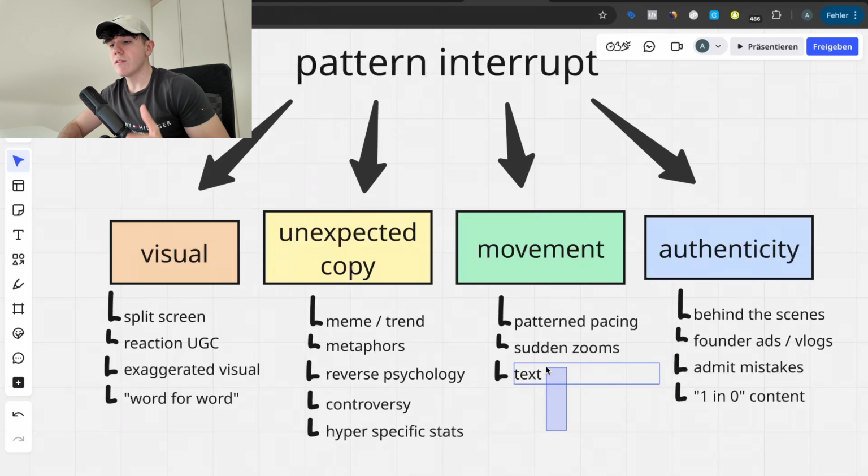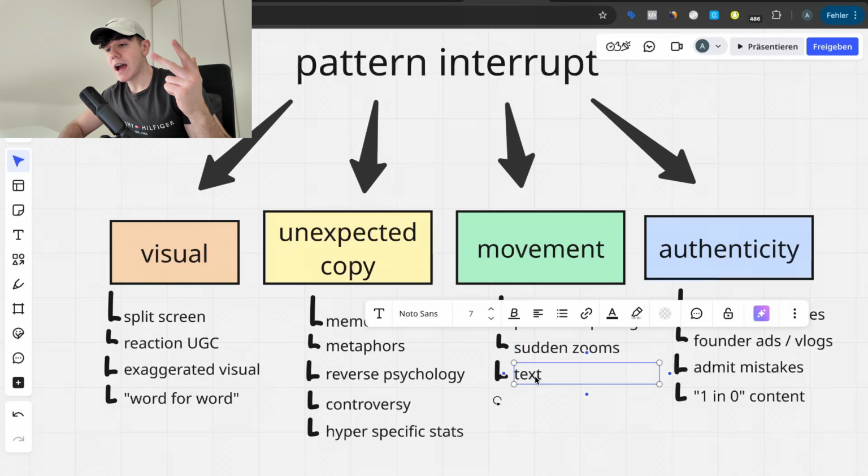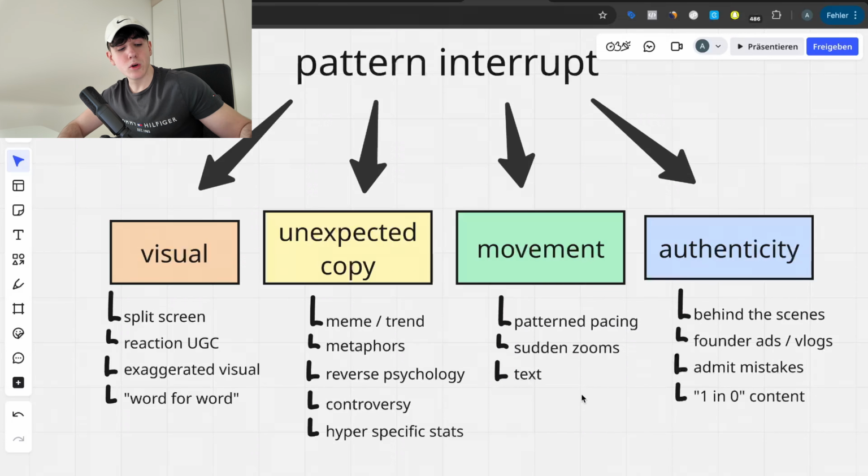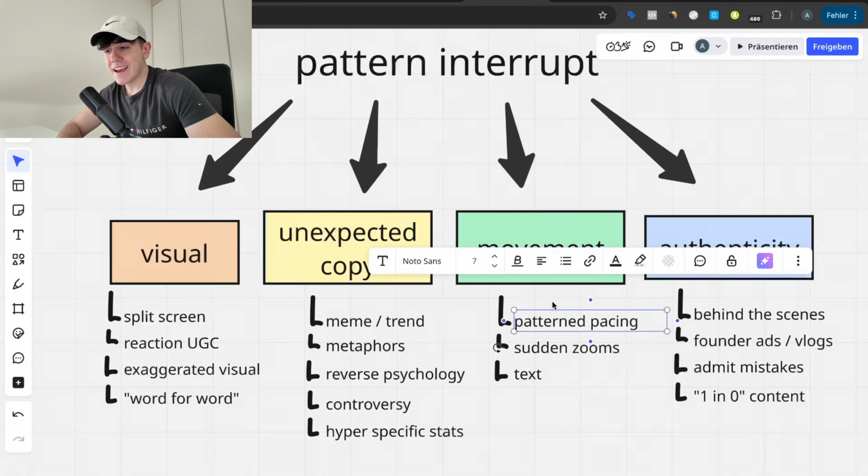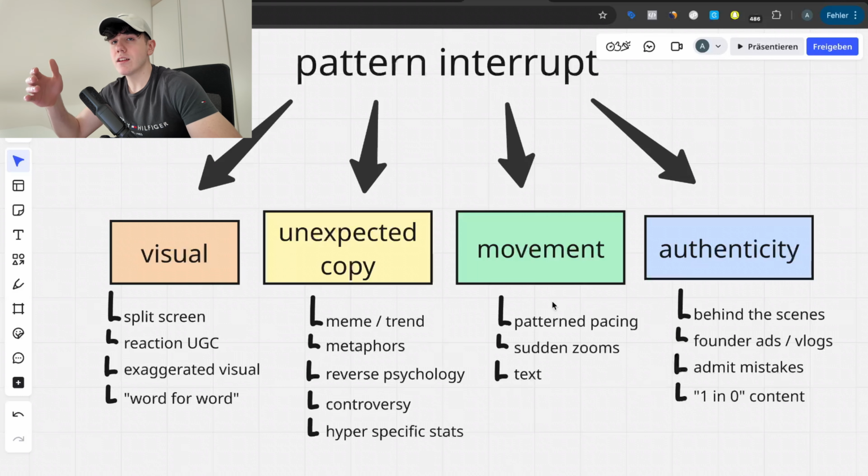Okay, so there's 3 different things that I wrote down here. First of all, the pattern pacing, then we have sudden zooms, and then we have text. So specifically movement on text. Pattern pacing means that you have pacing, so cutting to the next clips in very regular steps, right? So how that would look is, for example, let's say you have music, let's say you have a beat, right? And you cut the entire ad to the beat. That already in itself is going to increase the retention of the people that actually stay on your ad, right?